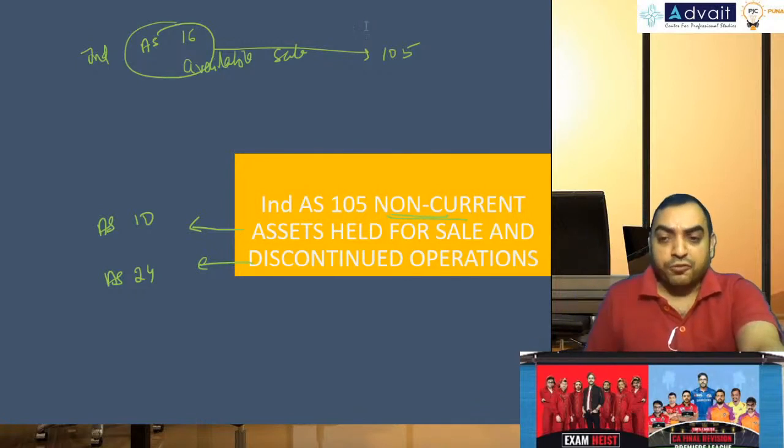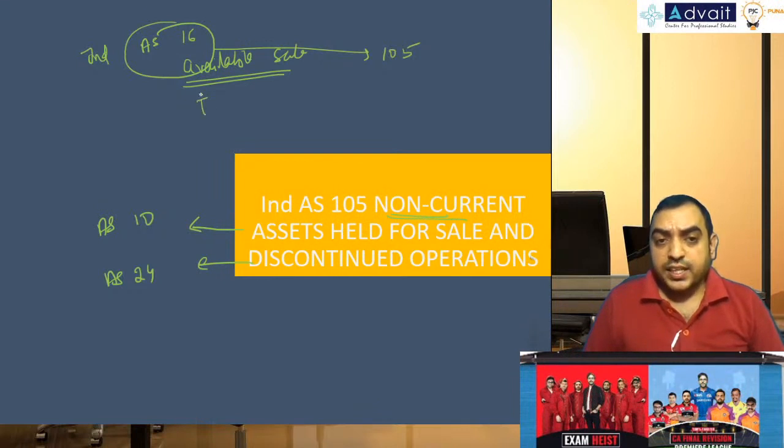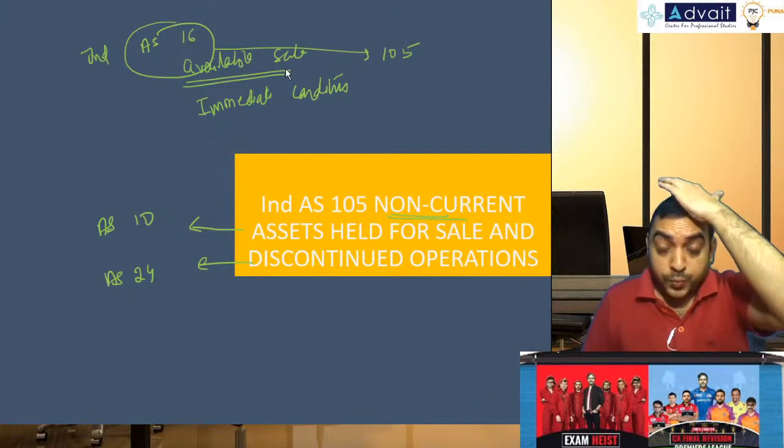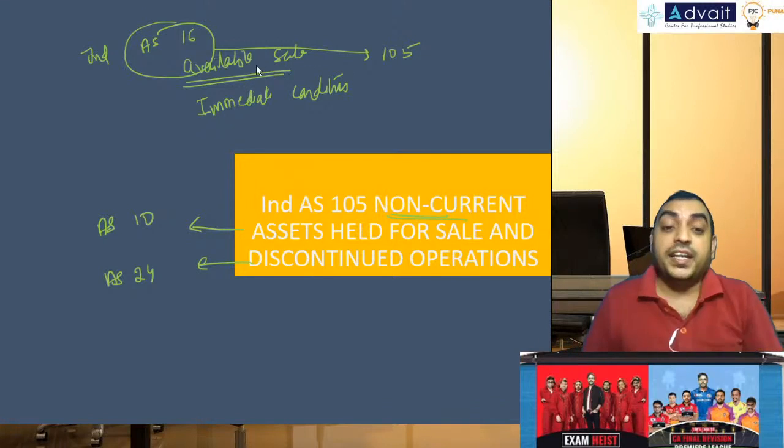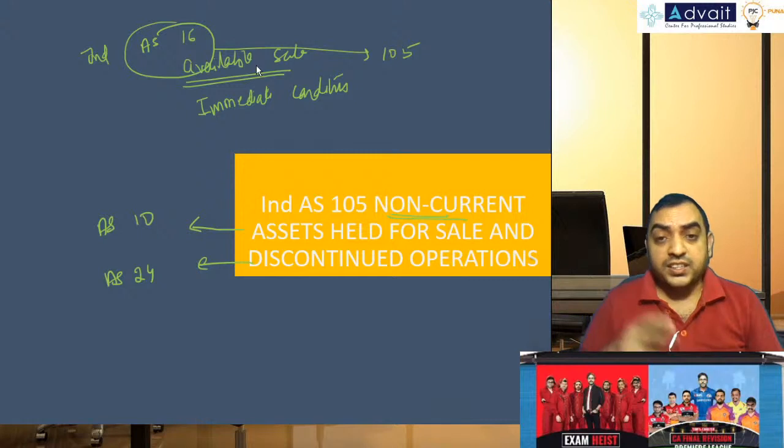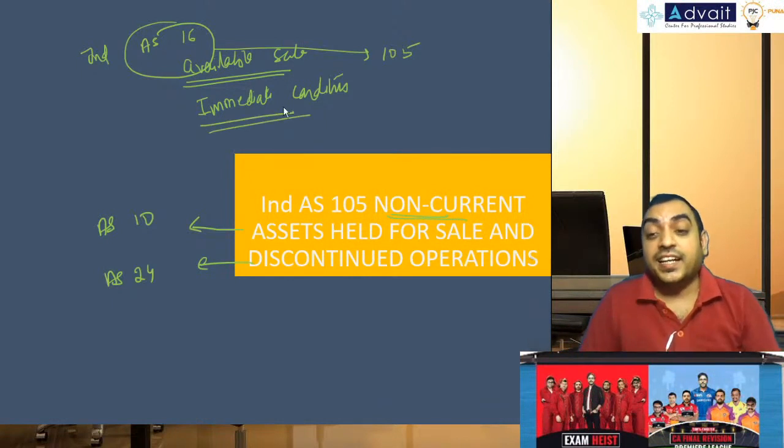Okay, let's go further on this. Now, for you to classify it as available for sale, the important point is that it is available for sale in its present condition, immediate condition. That is, it should be available for sale immediately. If you are having some doubt, I may sell, I may not sell, those kinds of things don't come here. It is available for sale immediately.